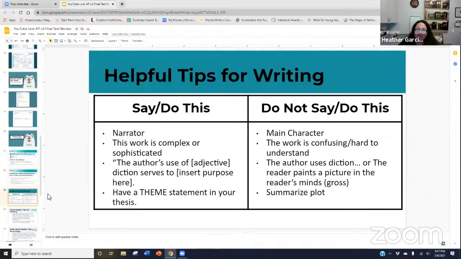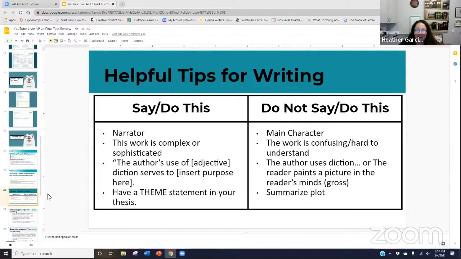So some helpful tips as you're writing and as you're just going in general. You can always reference the narrator or the speaker, but you probably shouldn't reference the main character because that just doesn't quite sound as sophisticated, and it might not be authentic because you're usually only getting excerpts.